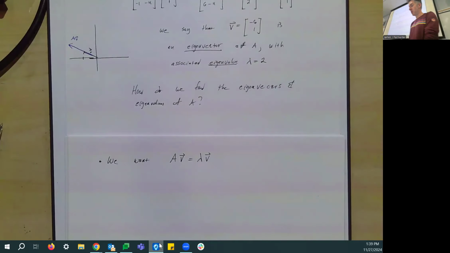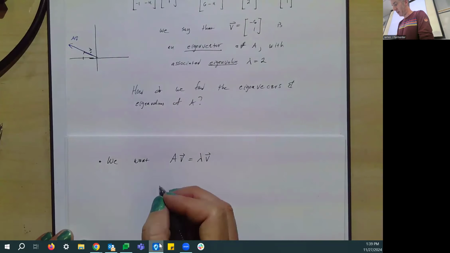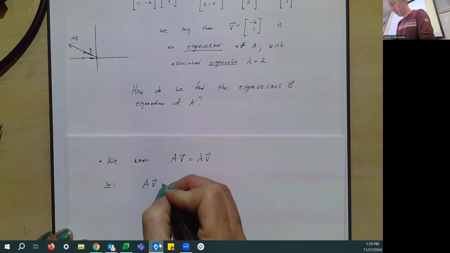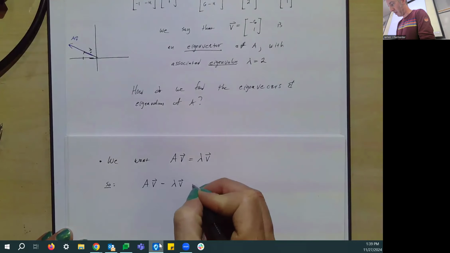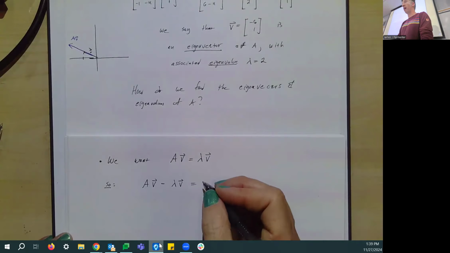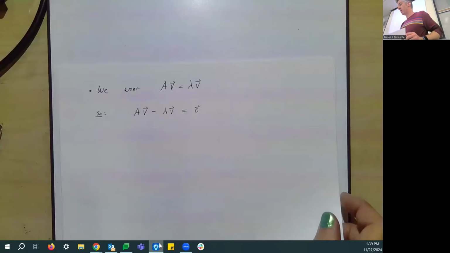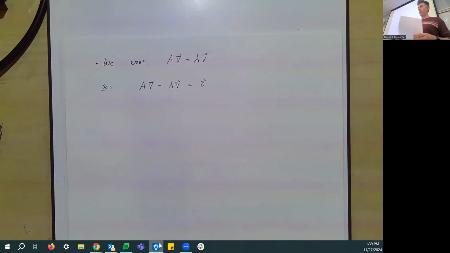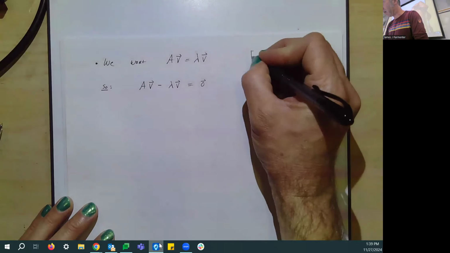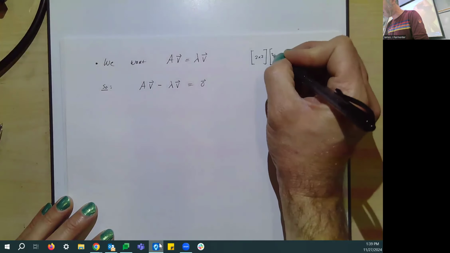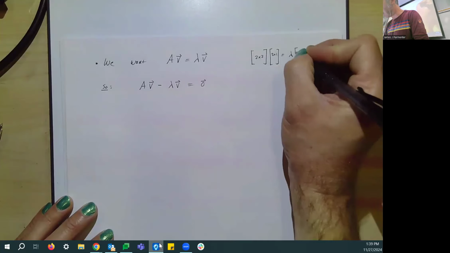So here's how we're going to do that. We're going to bring everything to one side. So A times the vector V minus lambda times the vector V is equal to the zero vector. I will point out, although this general idea is true for larger matrices, 3 by 3, 4 by 4, any larger square matrix, we are in 2 by 2 land here. So when we write this here, we're imagining a 2 by 2 matrix times a 2 by 1 vector equal to lambda times a 2 by 1 vector.